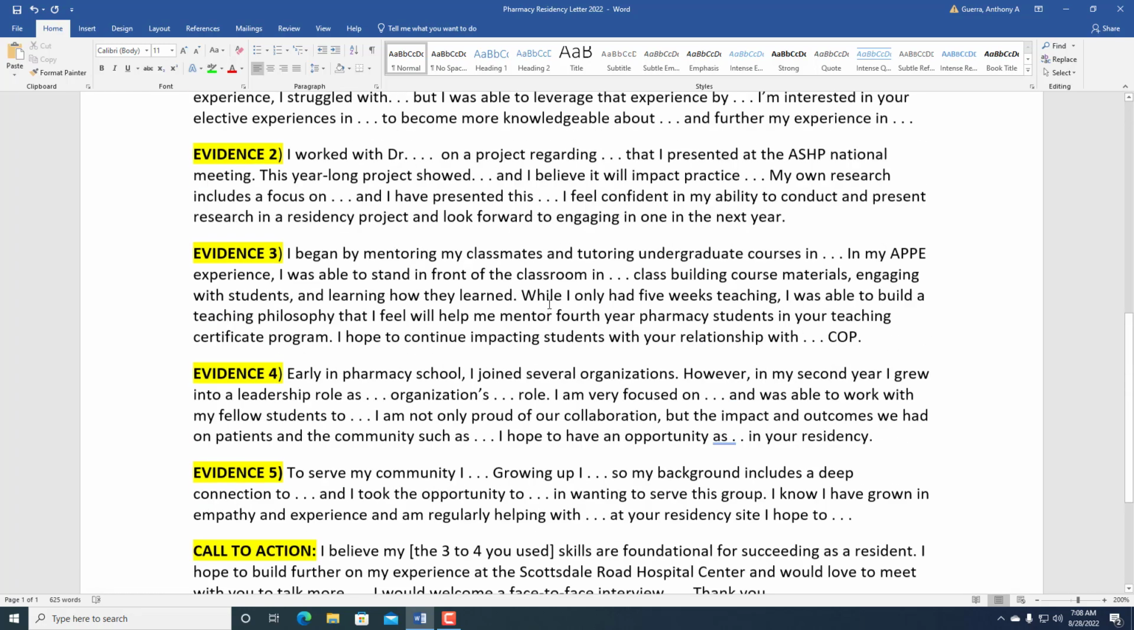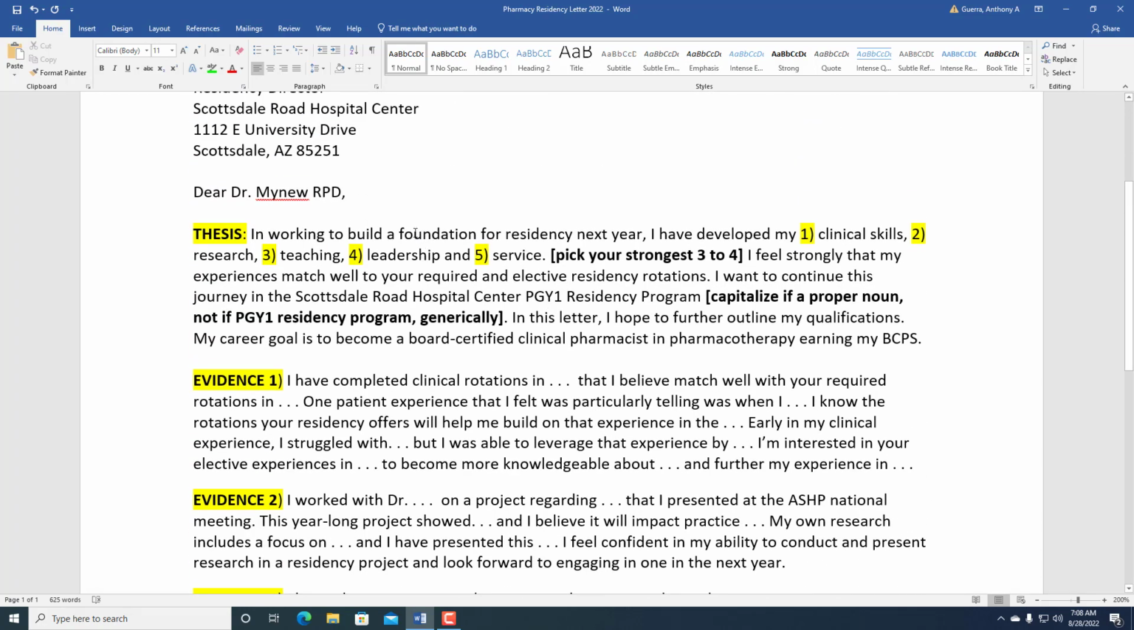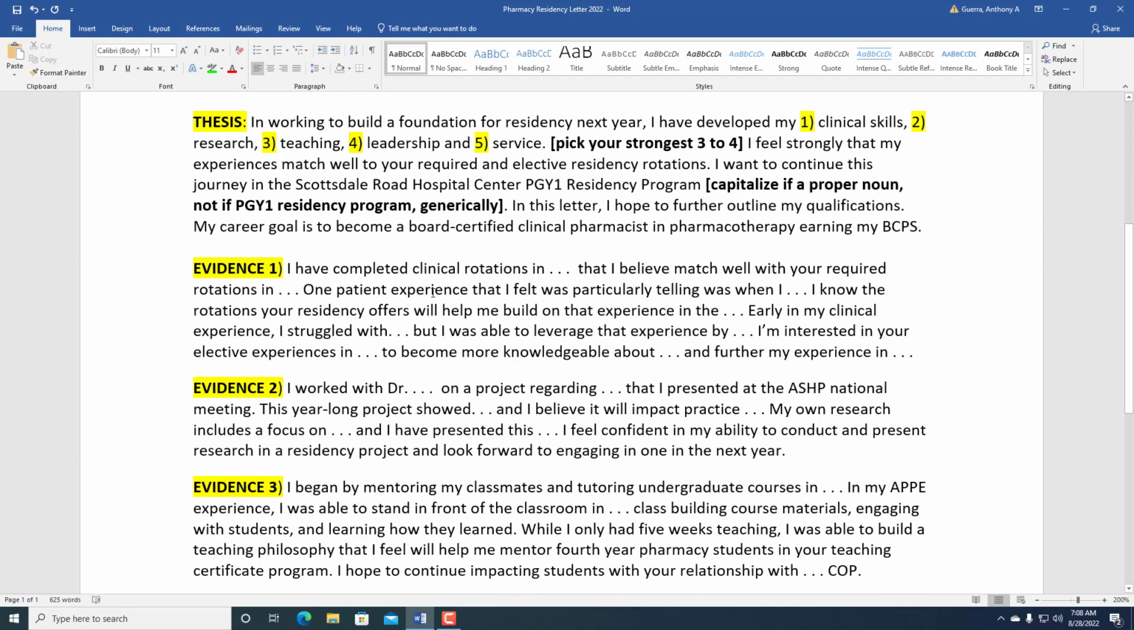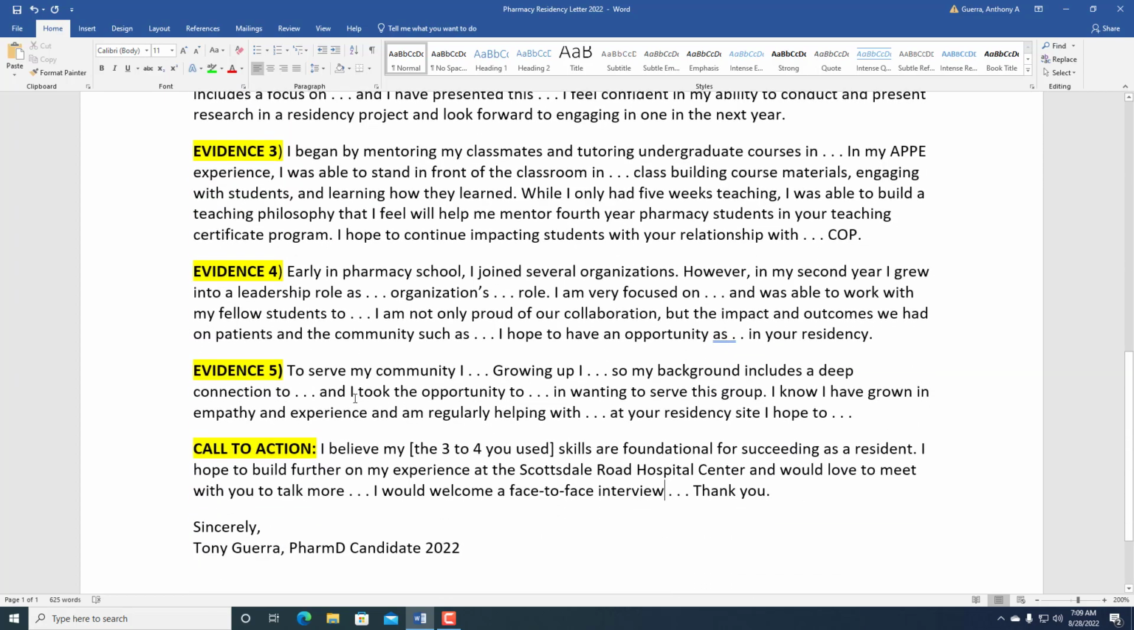So let's just do a quick summary of the whole thing. You have created a thesis. You've said that you've developed all these skills. Later, you will put the evidence that you've done that. The reason why these are so important is because you have taken the time to look at the important aspects at that site. You've mentioned the site, and you've mentioned what you're going to do in your future and your goals. Okay? You've provided evidence that matches the order of clinical, research, teaching, okay? Leadership and service. You don't have to use all of them. You can do 3 or 4 or something like that.